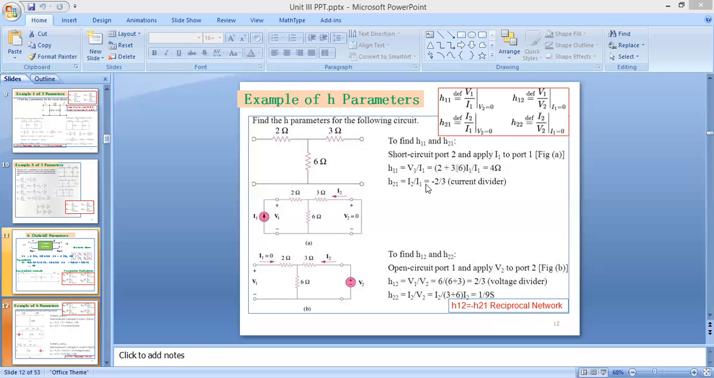So you can take I2 equal to minus I1 into... we are supposed to calculate the value which is flowing through this. So we can take minus I1 upon 2 upon 3. We can take 2 upon 3. So you will get I1 cancelled and you will get H21 equal to minus 2 by 3, using the current divider. If you see, we are supposed to derive now H12 and H22.